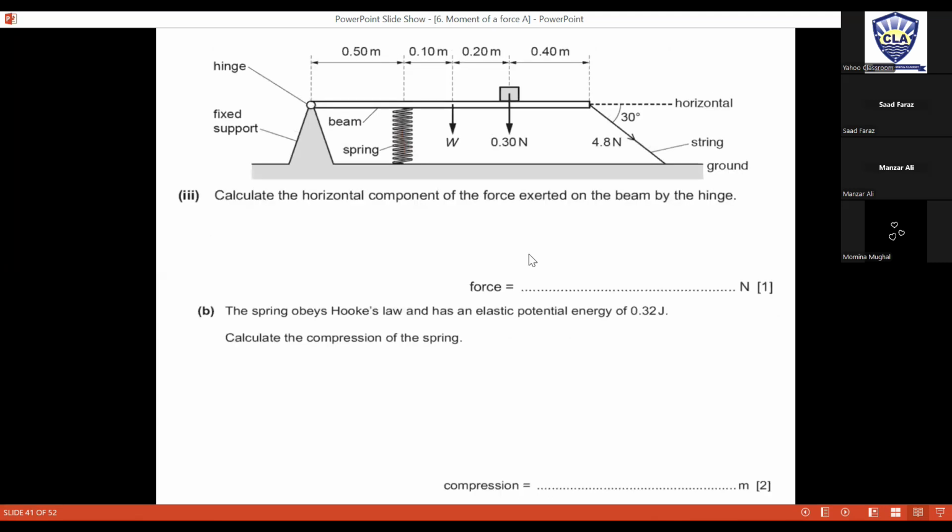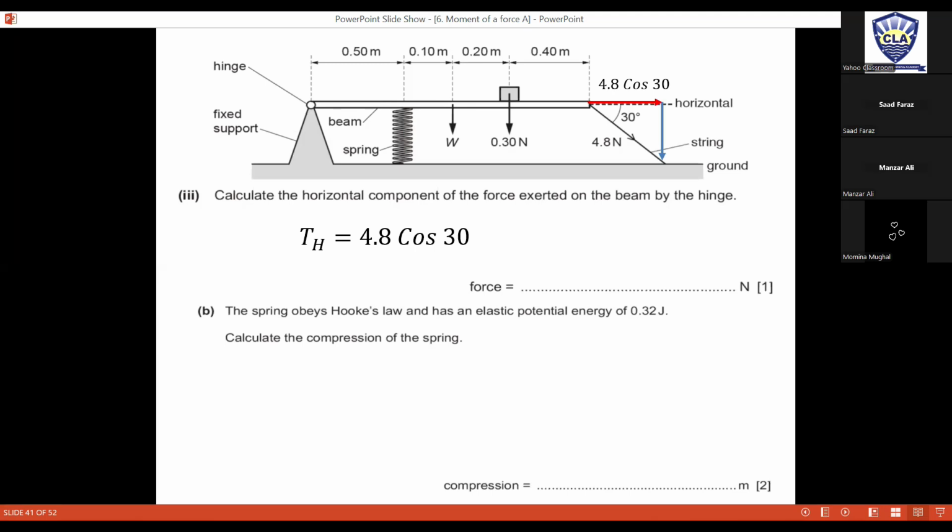Calculate the horizontal component of force exerted on the beam by the hinge. It will be balanced by the horizontal component of the tension, that is 4.8 cos 30, because there is no other horizontal force acting on the object. So this must be the force that is exerted on the beam by the hinge.